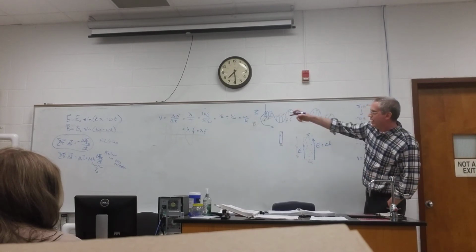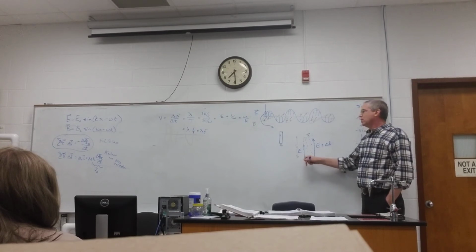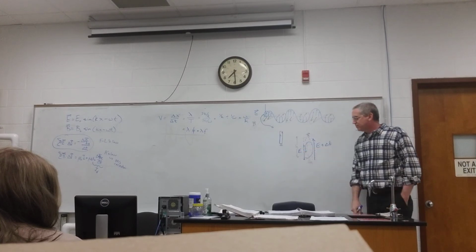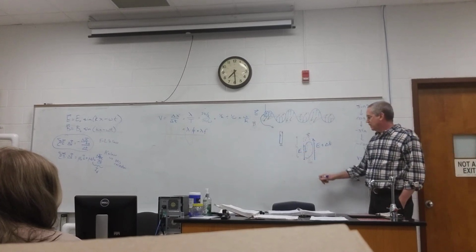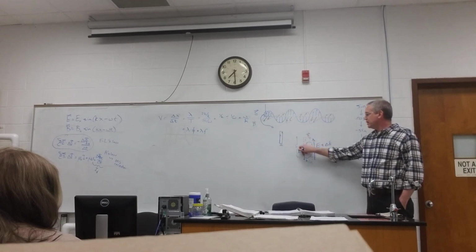I'm now going to do my Gaussian loop there. I'm going to start in this corner right here, and I'm going to go counterclockwise. So I'm going to do my loop going this way. Just for the sake of notation, I'm going to label this A, B, C, and D.